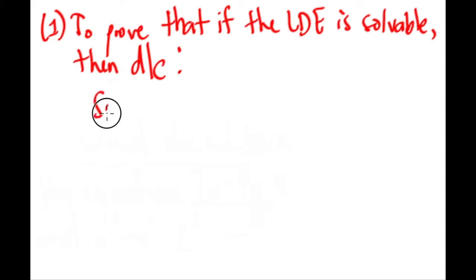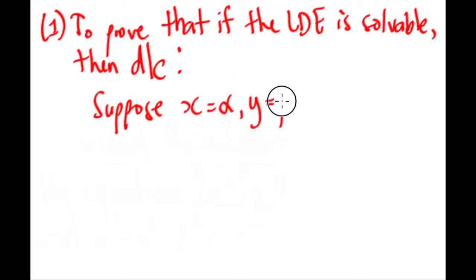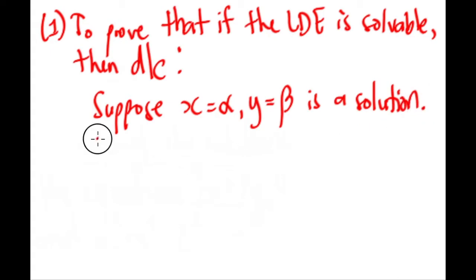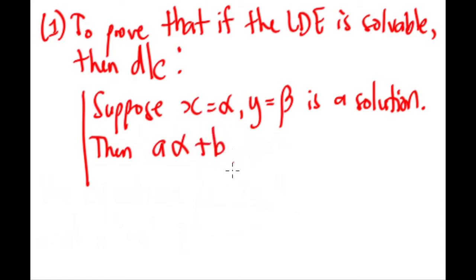Let's have this. Okay, suppose X is equal to alpha and Y is equal to beta. It's a solution. So let's suppose this is a solution indeed. Then we have A alpha plus B beta equals C, since we have our original LDE, the linear LDE, AX plus BY. So we let alpha as X, beta as Y. So we have this. Okay.